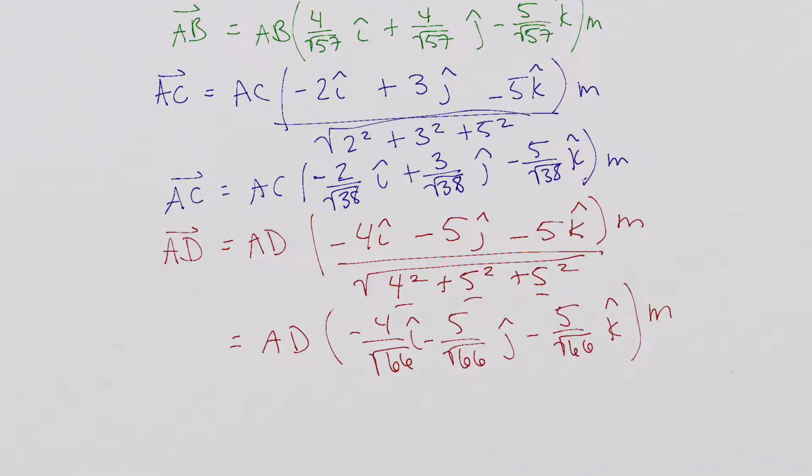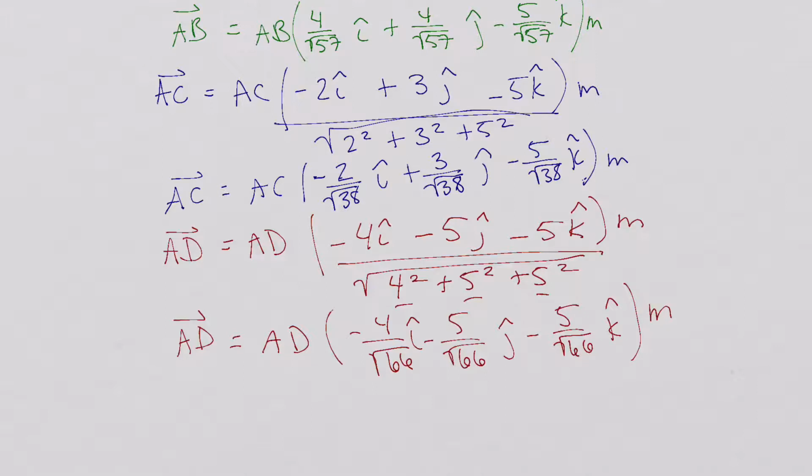Pause for a second and check that. Alright, so I just checked to make sure the square root of it was right. And I'm going to check that direction vector from A to D. We go down 5 in the K direction, so that's right. We go minus 4 in the I direction and minus 5 in the J direction. So I feel good about that one. So now we have basically all three of our vectors.